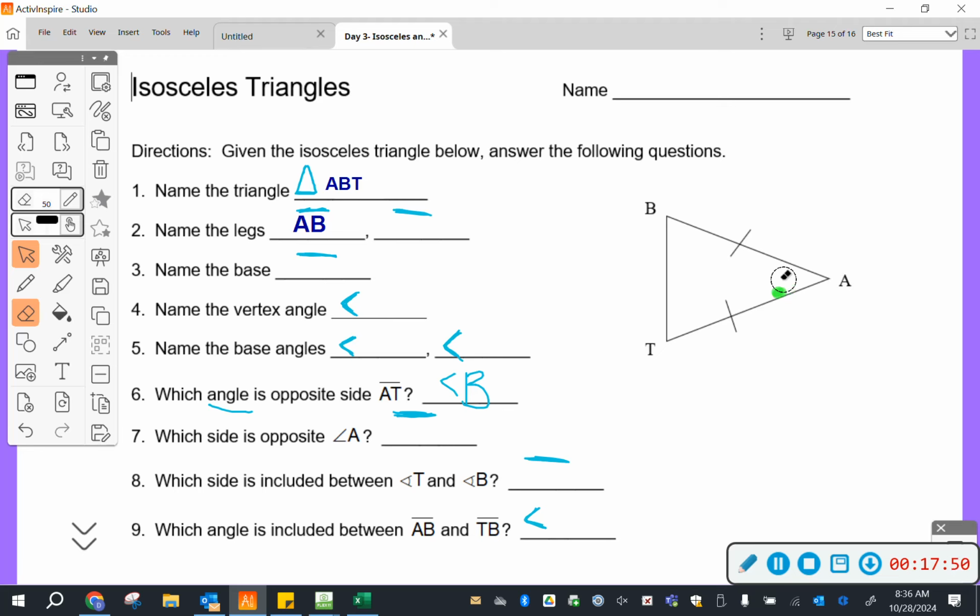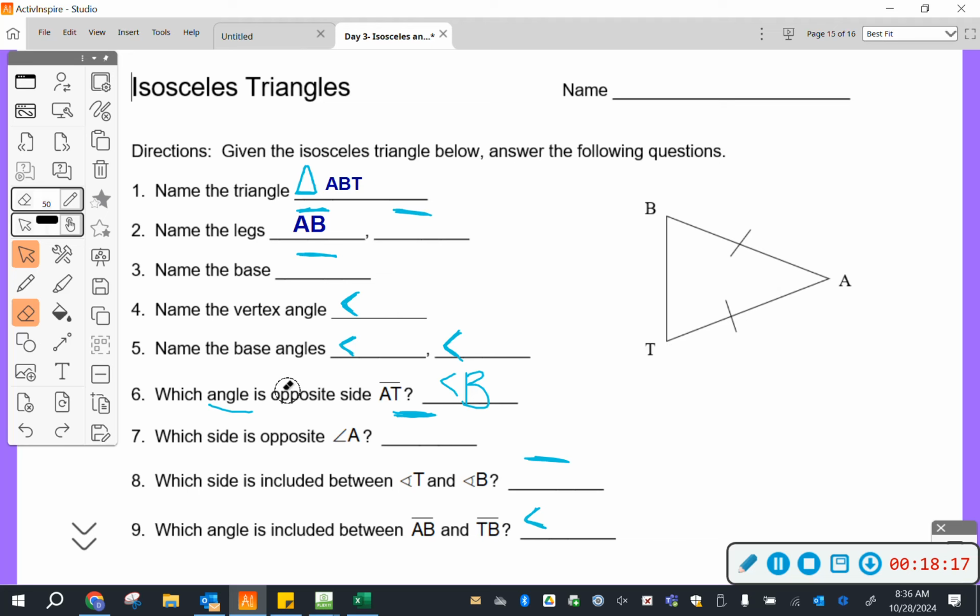You gotta highlight if you need to. For 7, it says which side is opposite A? Here is angle A. Do y'all agree? Go across. What side is directly across from that? Write it down. I'm not saying what the answer is. There's angle A. What side is across the triangle from A?